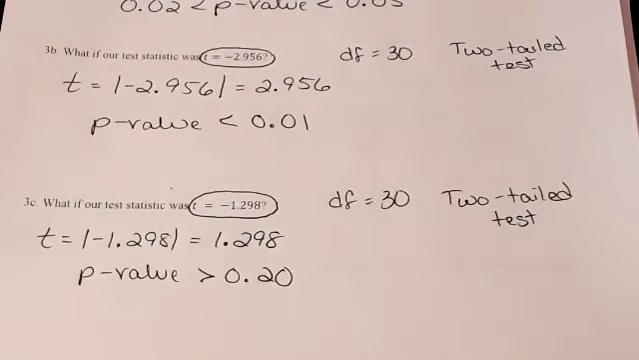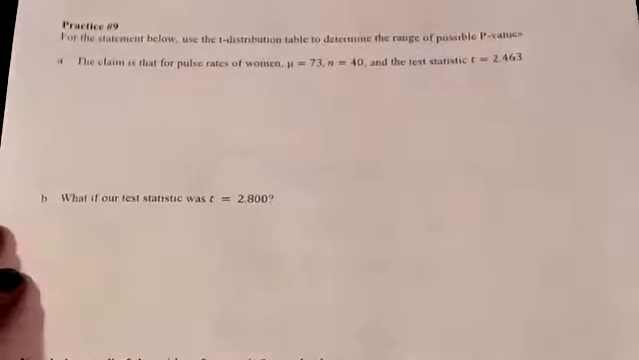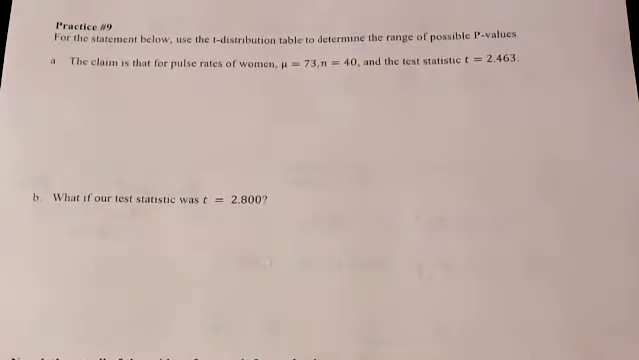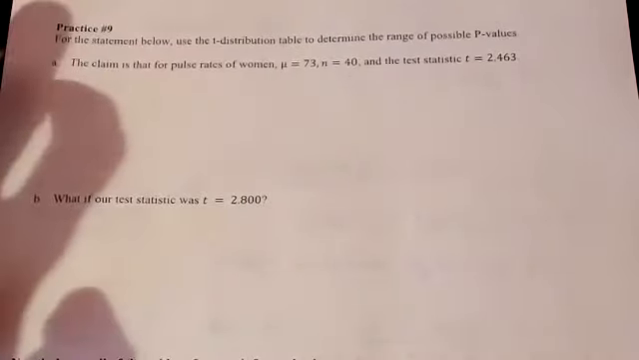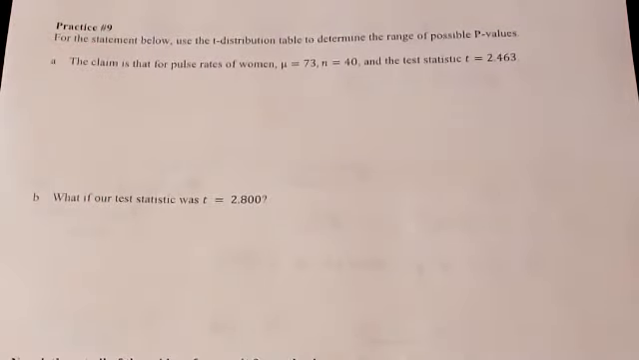Okay, we have a couple more that you can try out. I would urge you to do these on your own for practice. Number 9, it's the same thing. You're finding the range of possible values. You're told that the claim is that for pulse rates of women, mu is equal to 73. Think about what the alternative hypothesis is. Note what the degrees of freedom are, use your test statistic, and find your p-value. Do the same thing for part B. So I'm going to leave these for you to try on your own. When I upload the notes, you will see these filled in and you can check your work.